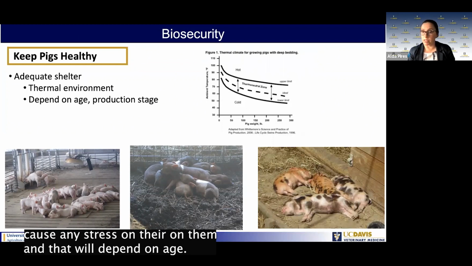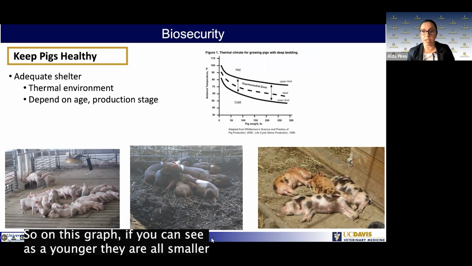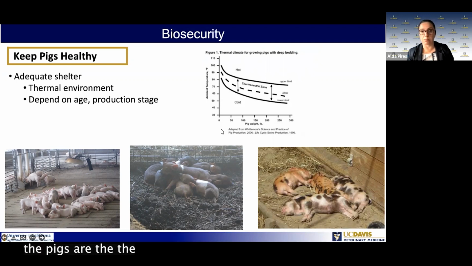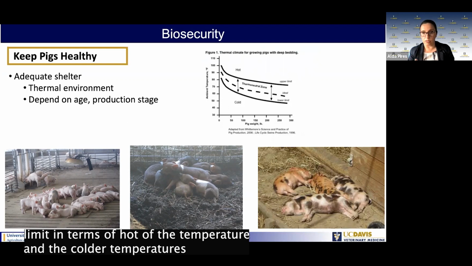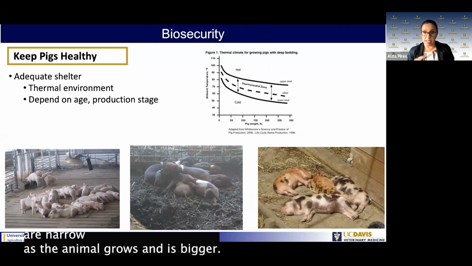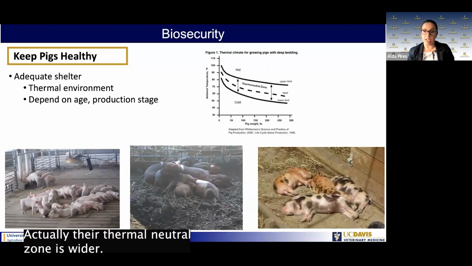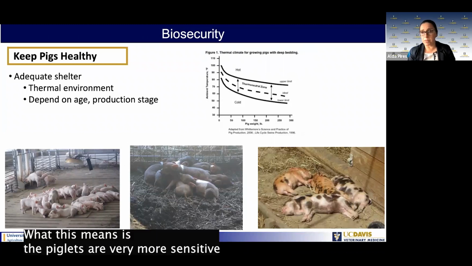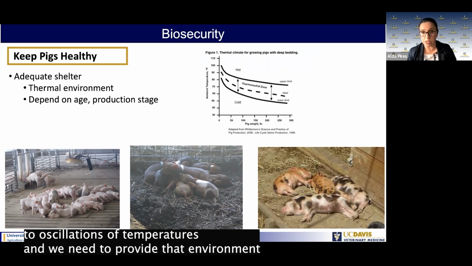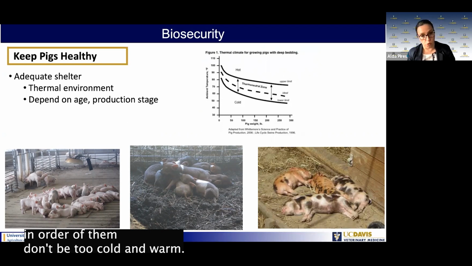And that will depend on age. On this graph, you can see that the younger or smaller the pigs are, the narrower the upper and lower limits of temperature are, including colder temperatures. As the animal grows and is bigger, their thermal neutral zone is wider. What this means is that piglets are more sensitive to oscillations of temperature, and we need to provide an environment so they are not too cold or too warm.